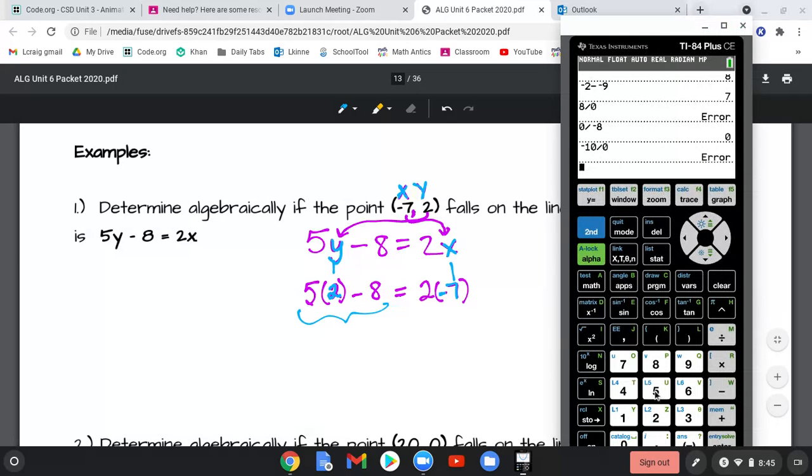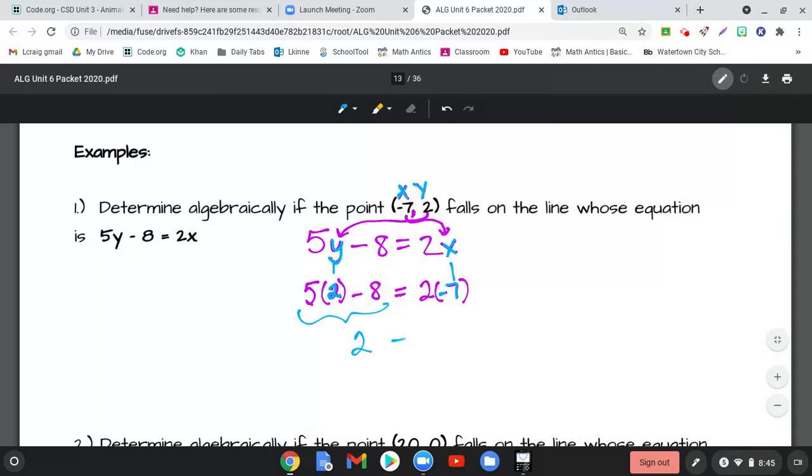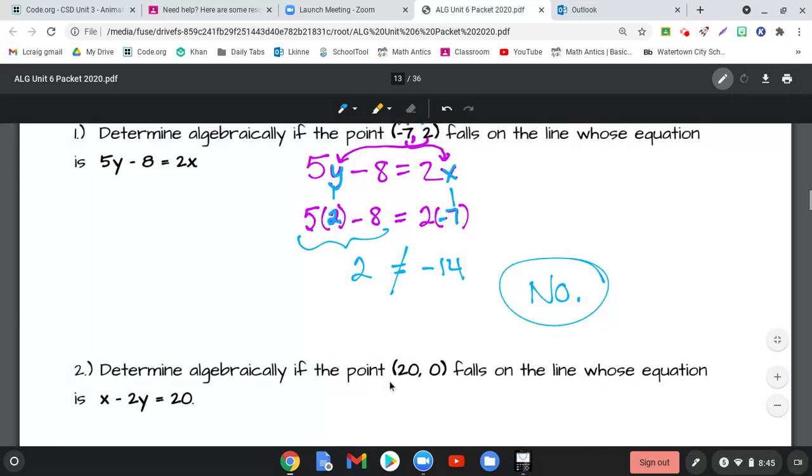Second quit. 5 times 2 minus 8. 2. You want to see if it's equal to 2 times negative 7? That's negative 14. Is that a true statement? No, 2 doesn't equal negative 14. And that's how you explain your work. So is the point on the line? No. So not only do you need to write yes or no, but show me why, okay?